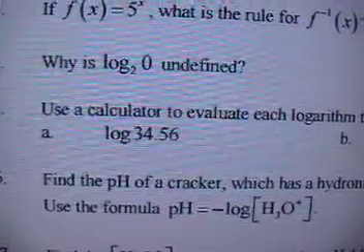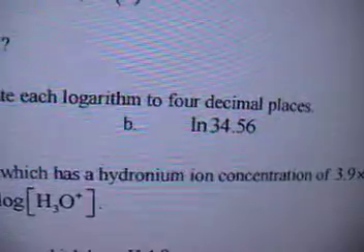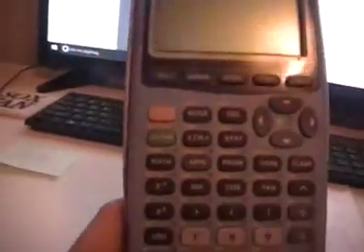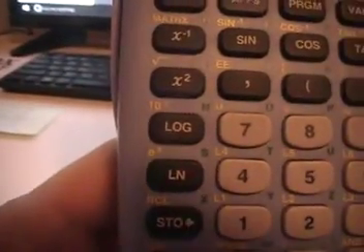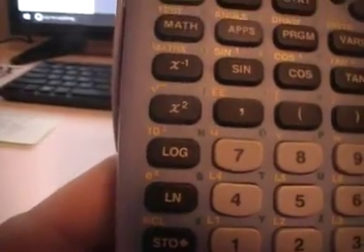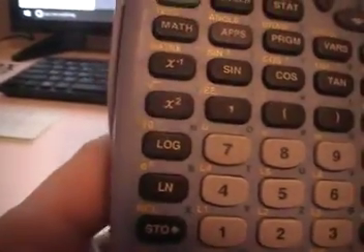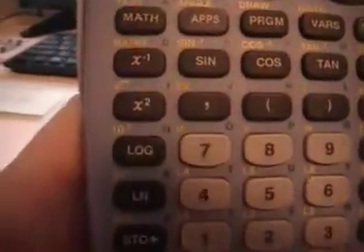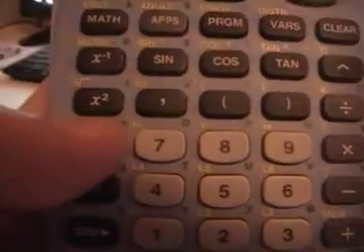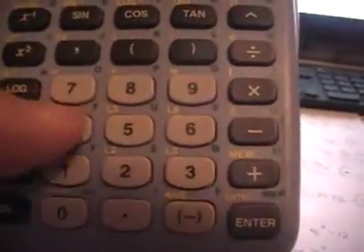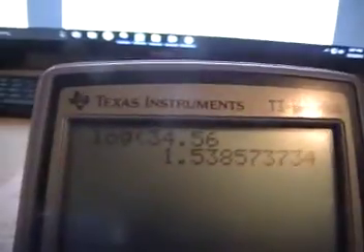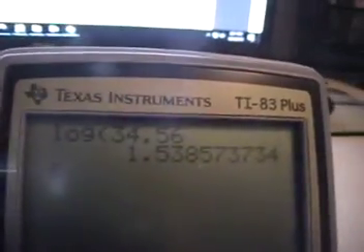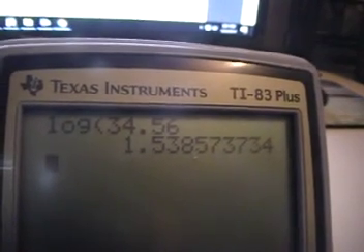So log 34.56 or ln 34.56. Most calculators have a log button and a ln button. My calculator has them right here and here, log and ln. There's too many bases for a calculator to put all the bases on here because there's an infinite number of positive numbers. So most just have log and ln. So I can hit the log button and type 34.56 and it'll give me a long decimal. It's kind of like hitting a square root in a calculator. If you do the square root of 2, it'll just give you a long decimal.